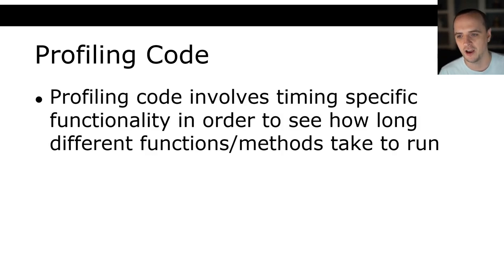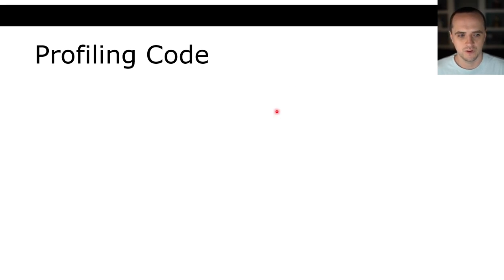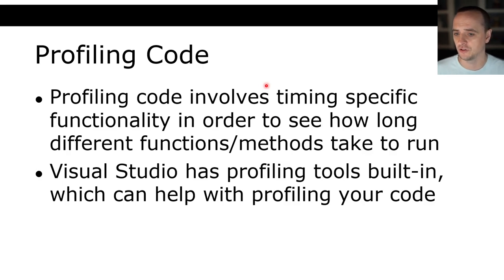Profiling code involves timing specific functionality in order to see how long different functions or methods take to run. Okay, so basically, profiling your code means how long do these functions take to run, and we're going to compare that to other functions, and we're going to see what parts of our code might be really efficient or really inefficient, and how we can use that to speed up the rest of our program. Okay, so Visual Studio has profiling tools built in that can help profile your code, and we're going to look at a couple of those in a couple of minutes. I'm actually going to start up Visual Studio, and we'll see that.